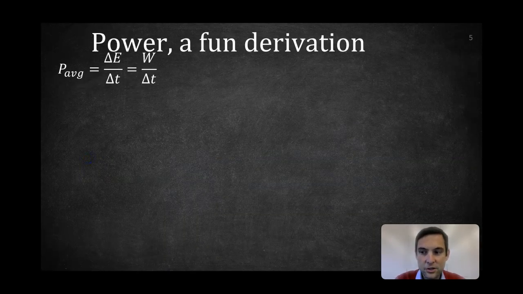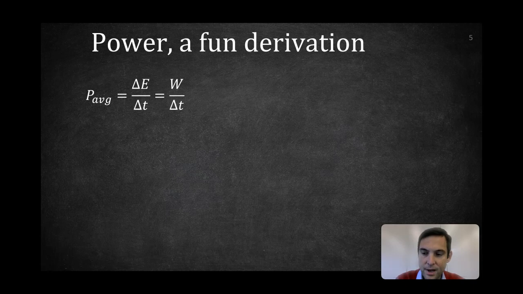Here's a fun derivation we can do with power, considering our average power equals our work over time. Work and change in energy are the same thing. So we can expand it and say work equals force times displacement. We can assume the force and displacement are moving in the same direction. The angle between them is 0, so cosine of 0 is 1. Divided by time. Remember that distance over time gives us velocity. So power also equals force times velocity.